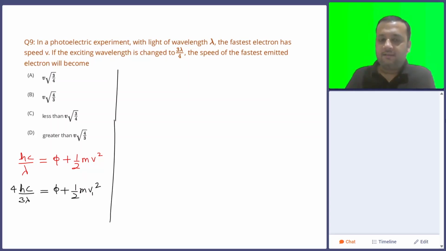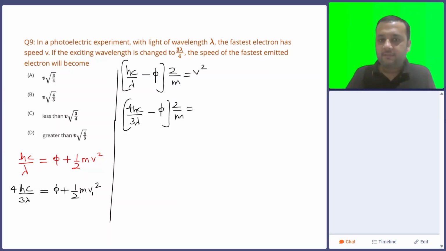Now, if you look at the first equation, what is the value of v square? It is (hc by lambda minus phi) into 2 by m. Yes or no? This is the value of v square. And similarly, in the second equation, (4 hc by 3 lambda minus phi) into 2 by m will be the value of v1 square, right?